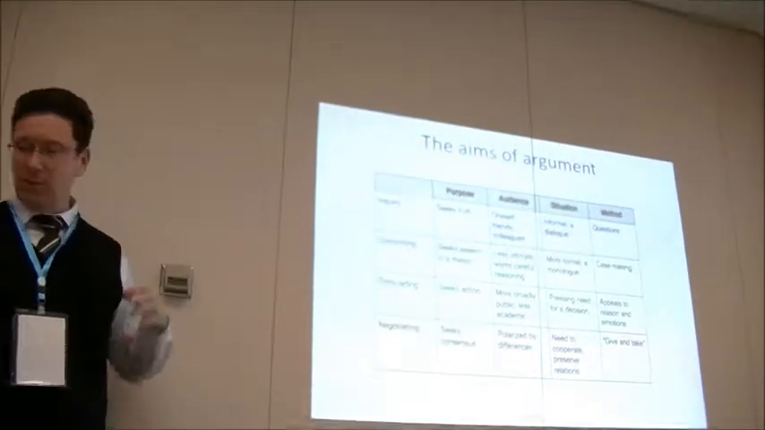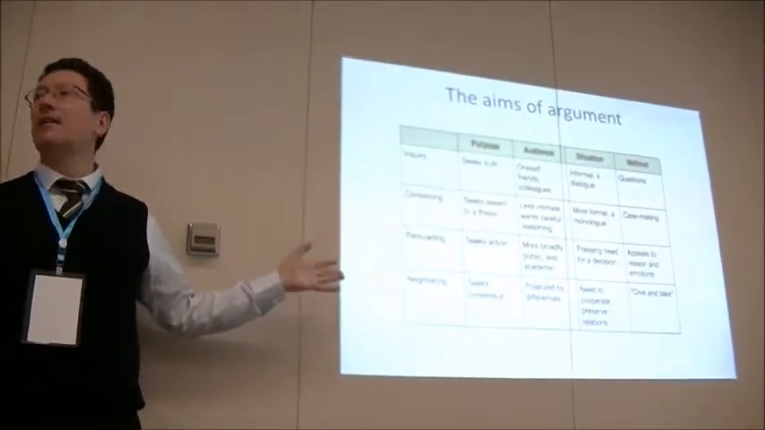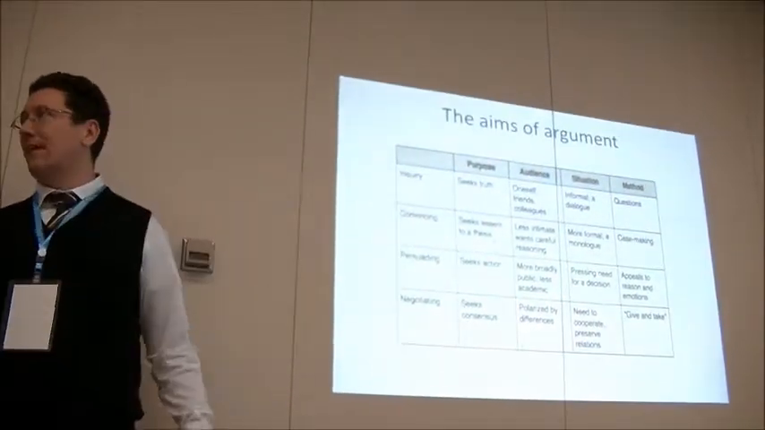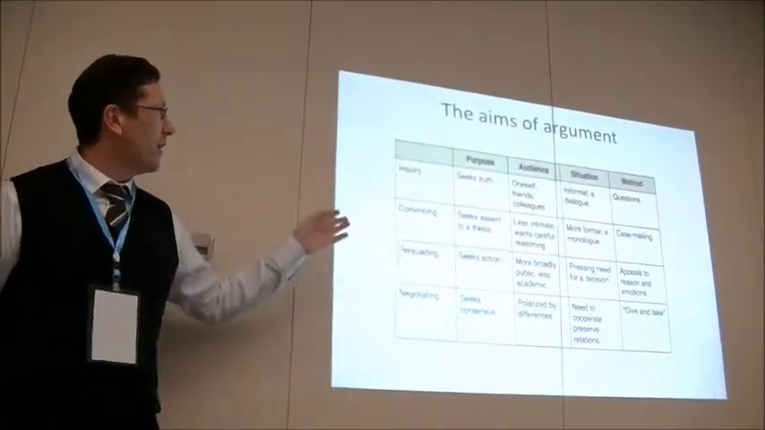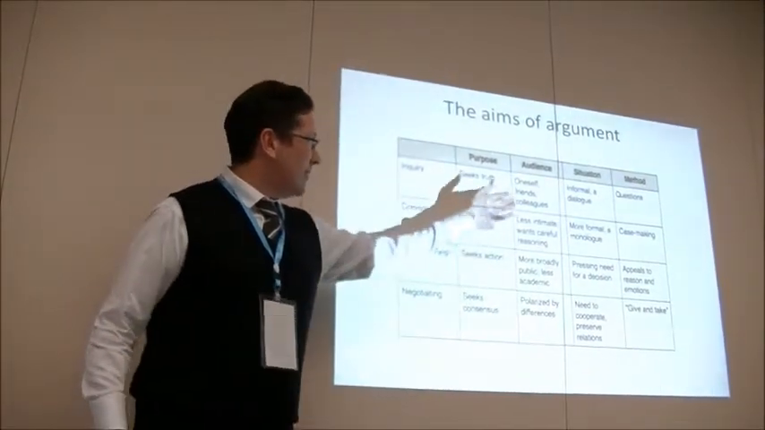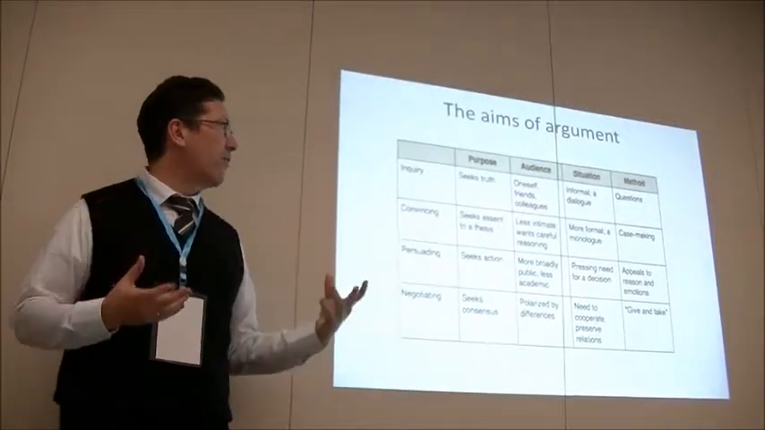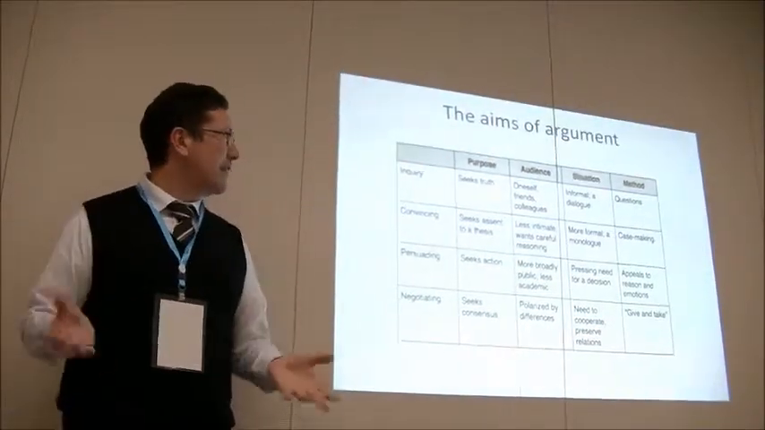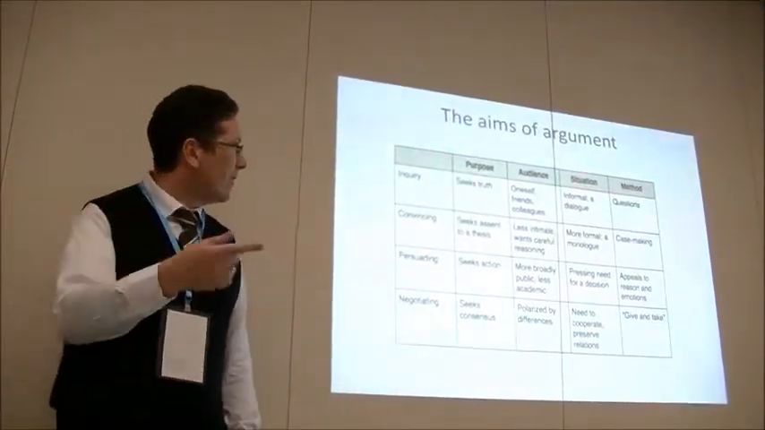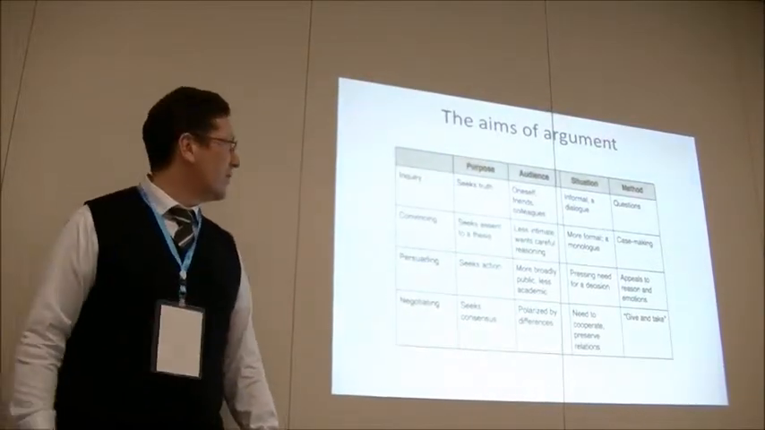So for example, this book shows four different kinds of argument. Inquiry, which is critical thinking. It seeks the truth, and it's in a context either by yourself, with friends or colleagues, in an informal setting, a dialogue between people, and asking questions.